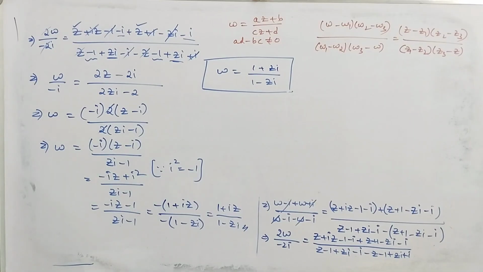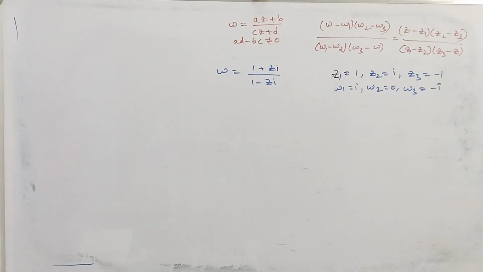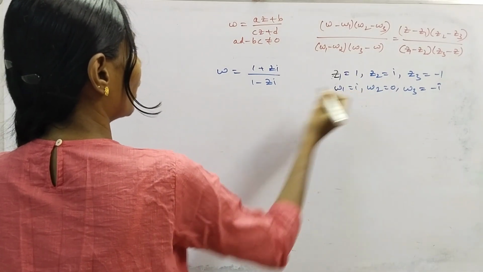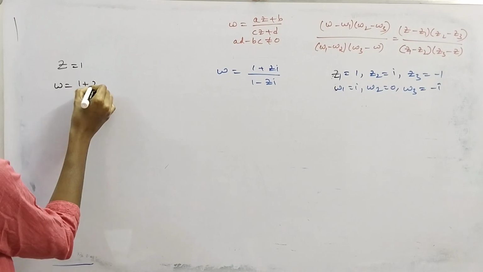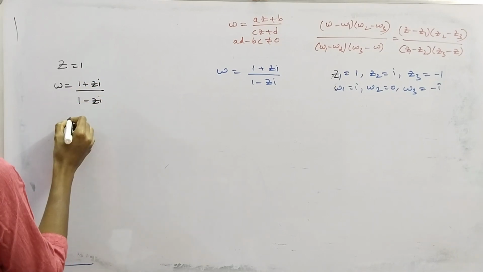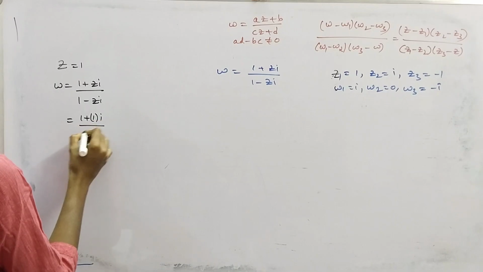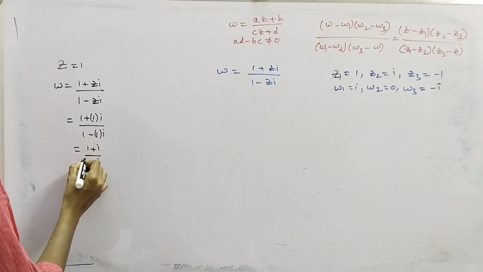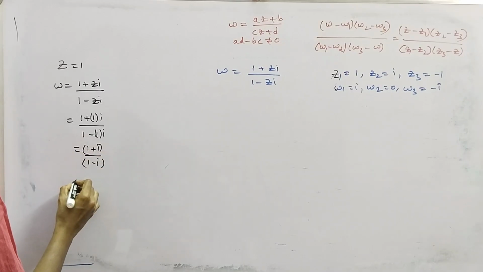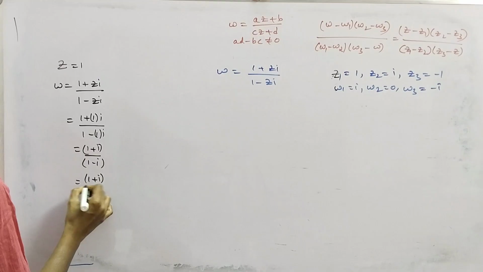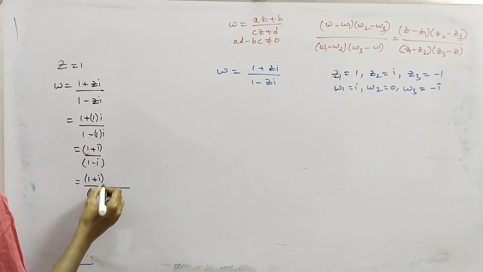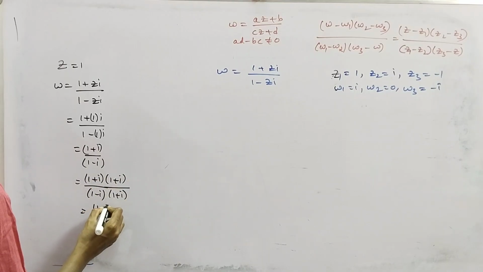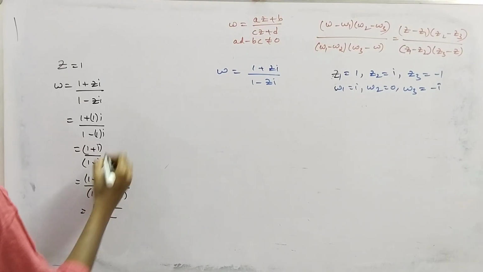Okay, now let's see the verification part. When z equal to 1, we have to get omega equal to I. Let's see that. We have the transformation. Substitute the value of z here, which gives us 1 plus I by 1 minus I. Now, rationalize the denominator. Just multiply and divide by 1 plus I in the numerator and the denominator. 1 plus I into 1 plus I is 1 plus I whole square by a plus b into a minus b.